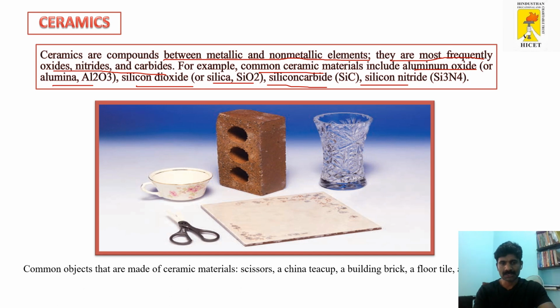So the common objects that are made up of ceramic materials are shown in this picture. You can see a teacup, a scissor, a brick, a floor tile. So all these things are made up of ceramics. So this is a kind of solid material.